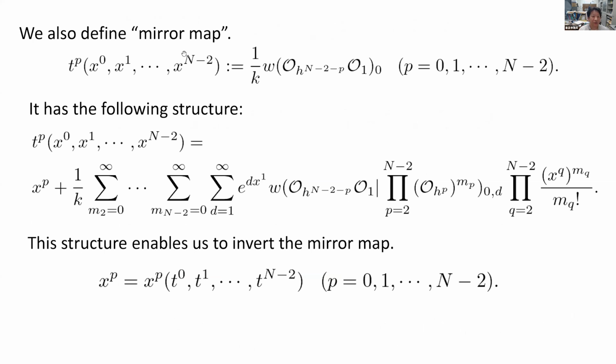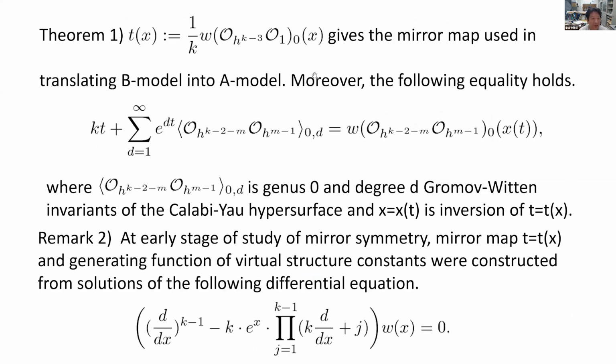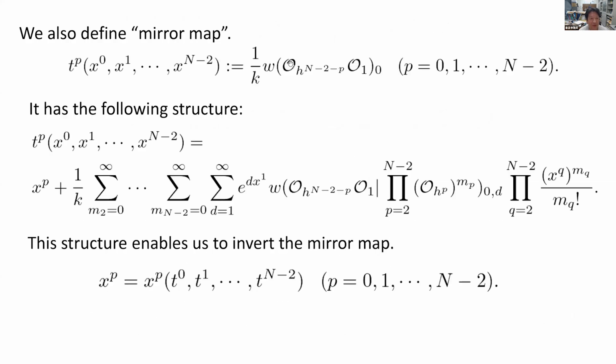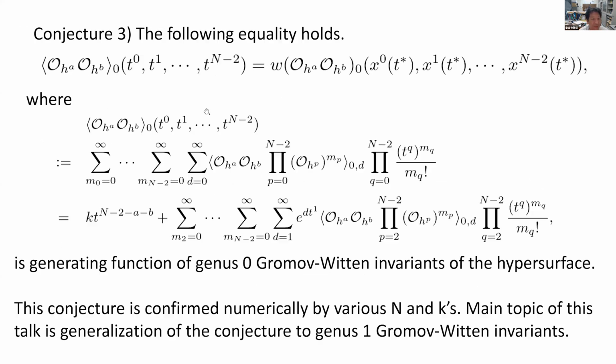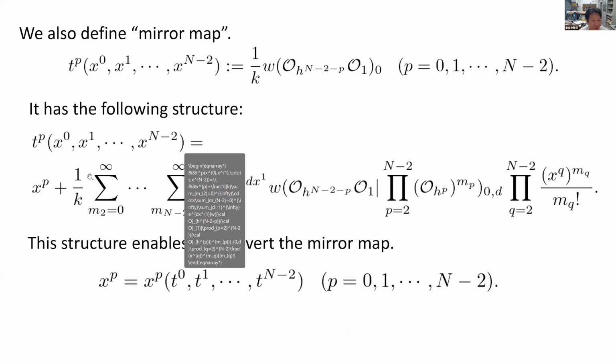Then we also define the mirror map, which translates the B-model into the A-model. And this definition is almost the same as in the Calabi-Yau case. In the Calabi-Yau case, the mirror map is given by this generating function. But in the general case, we omitted some variables, but this mirror map takes almost the same form as in the Calabi-Yau case. So it has the following structure.